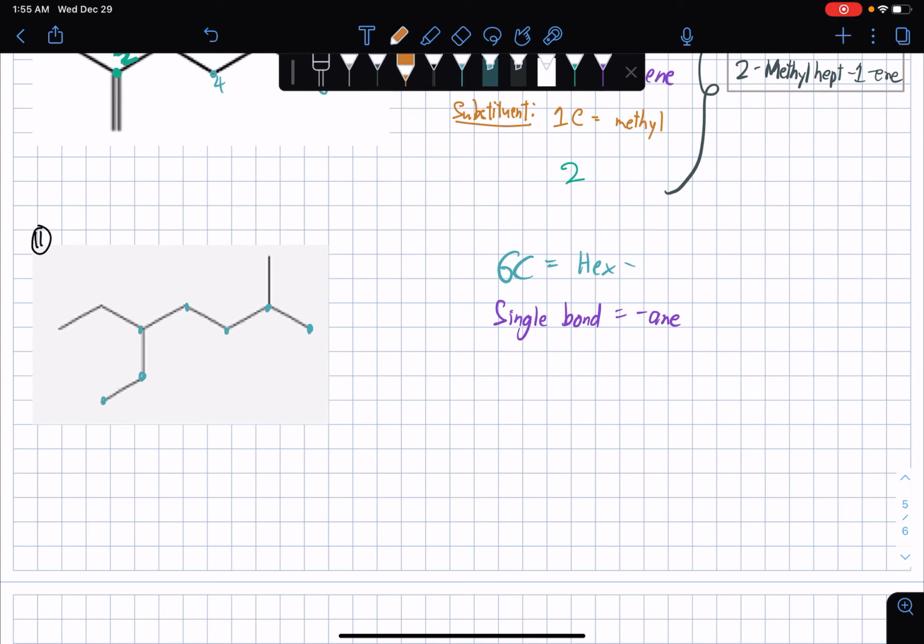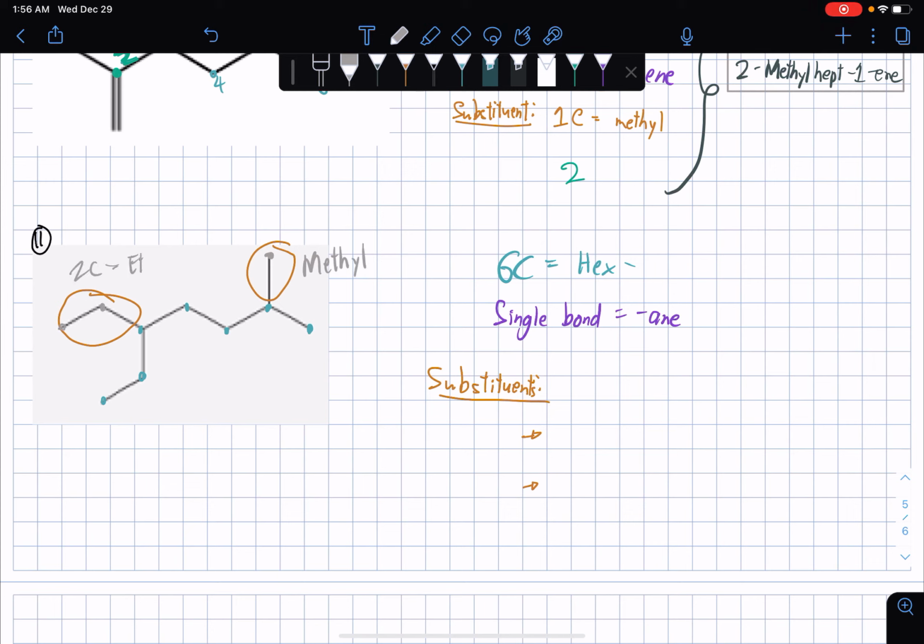We have two substituents actually, as I said earlier. So substituent number 1 is this one, and substituent number 2 is this one. Let's just label it directly. This one has 1 carbon, so it's methyl. This substituent has 2 carbons, which is ethyl. So we have one substituent, which is methyl. Another is ethyl.